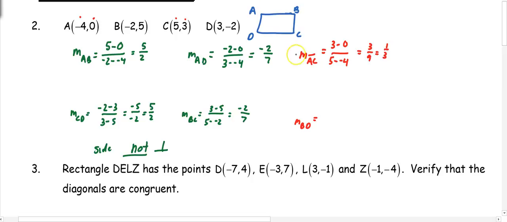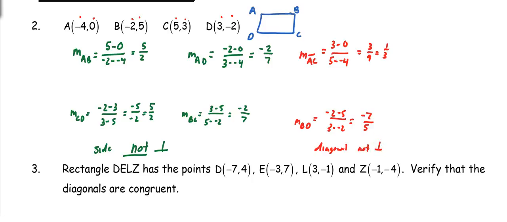When I do BD, I have negative 2 minus 5 over 3 minus negative 2. That gets me negative 7 over 5. So those slopes are not opposite reciprocals, which means that the diagonals are not perpendicular. So if both the sides and the diagonals are not perpendicular, remember then this is a parallelogram.